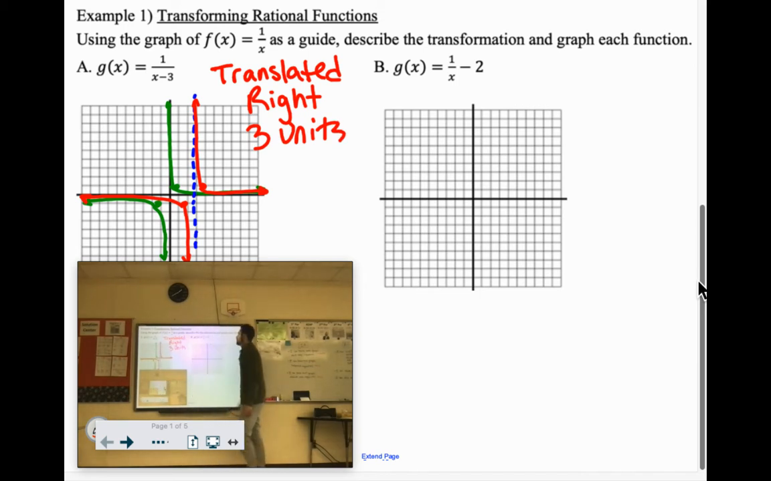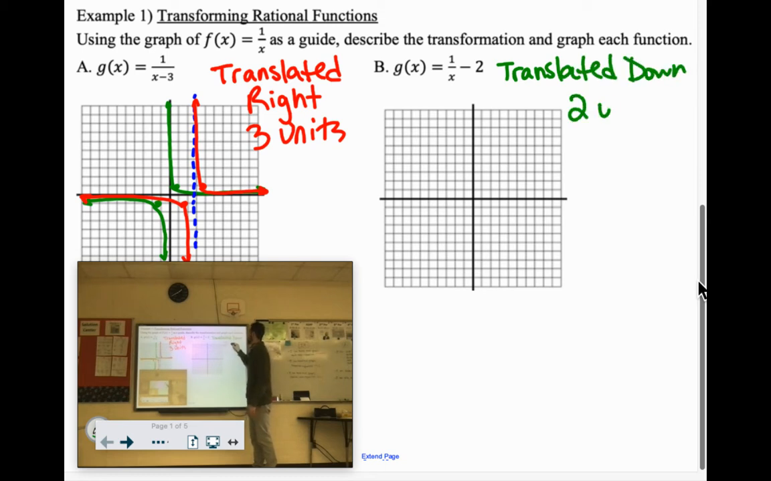Let's think about the transformation here. It's got the minus 2, but that's not paired in with the fraction. So that's your vertical transformation. This would be translated down 2 units.